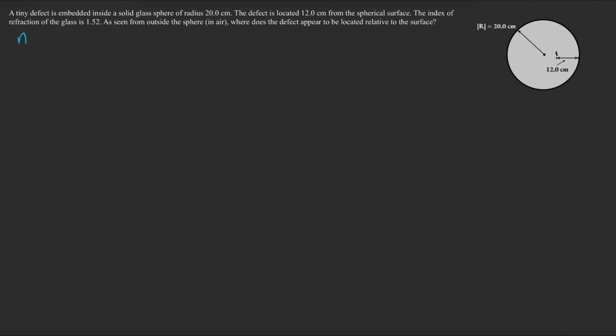We want to say n1 over dO plus n2 over di is equal to (n2 minus n1) over plus or minus r. Now, let's list out some of the things we know. Like we said earlier, n1 is the index of refraction of the first medium, which is where the object is initially at. So in our problem here, the object is initially inside the glass. So n1 is equal to 1.52.